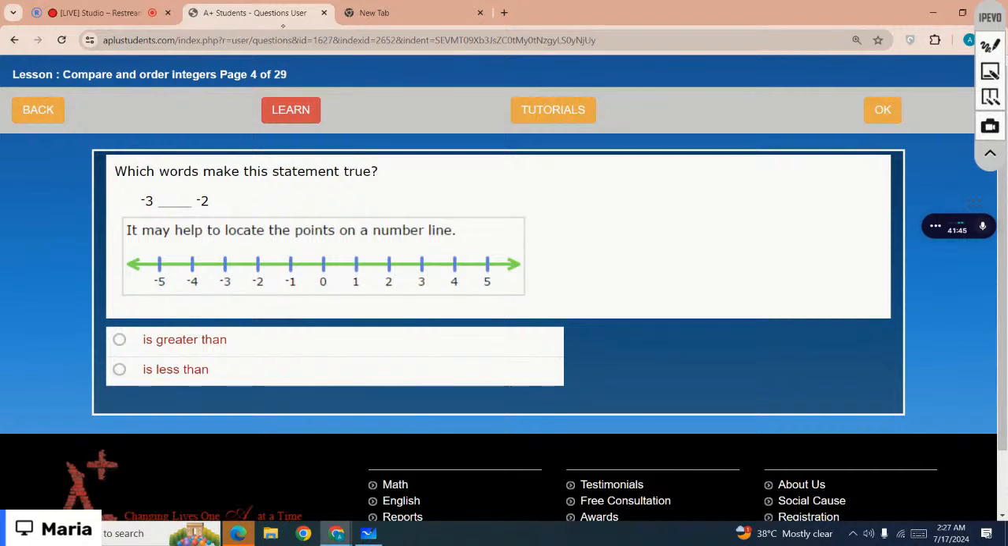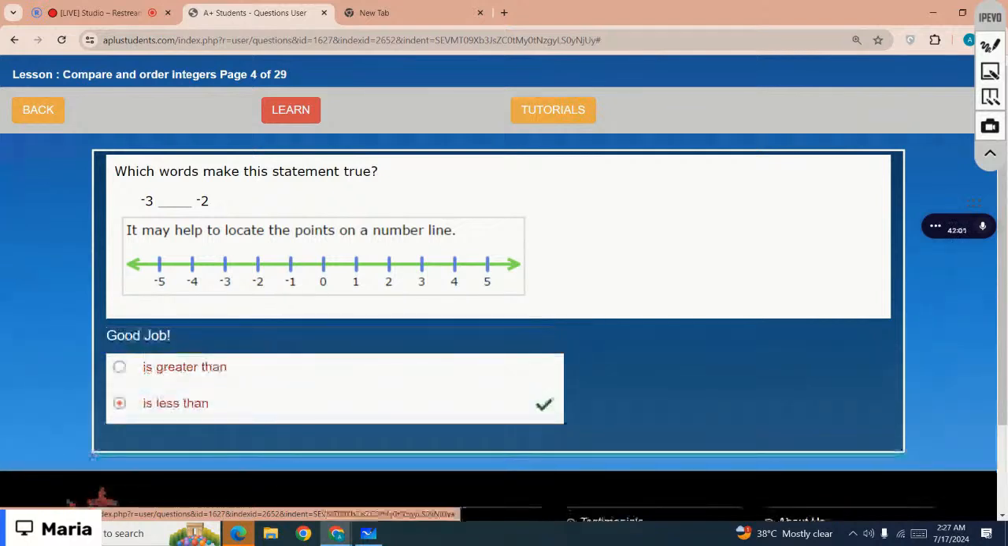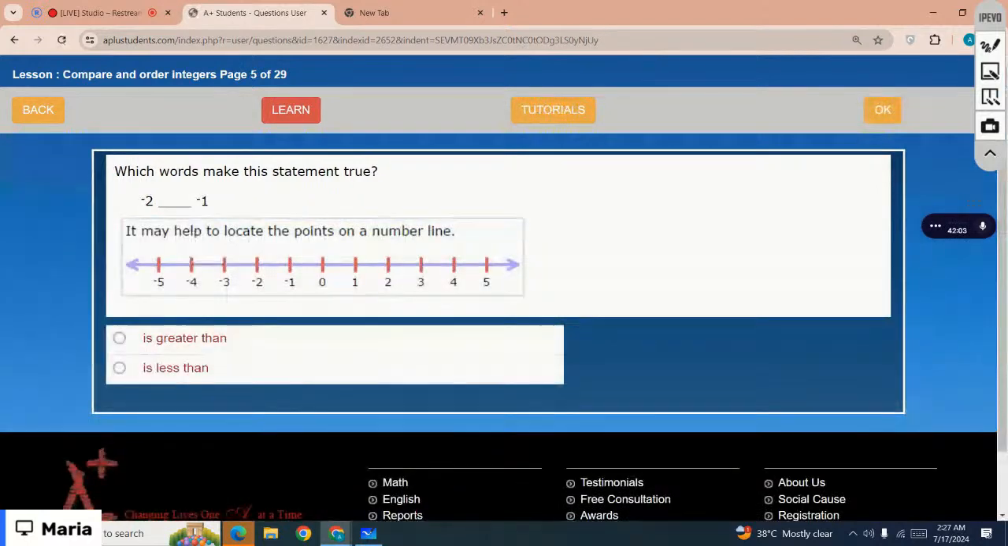-3 is less than -2, right? Because as you are moving far from 0, the numbers are getting smaller and smaller. So -3 is less than -2 on the number line. Right? Which words make the statement true? -2, we have to compare it to -1. So which is the correct option?